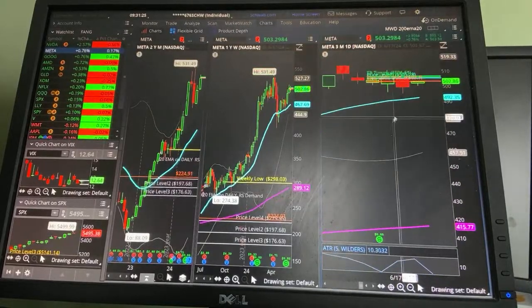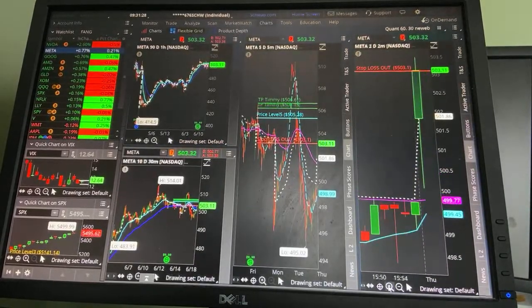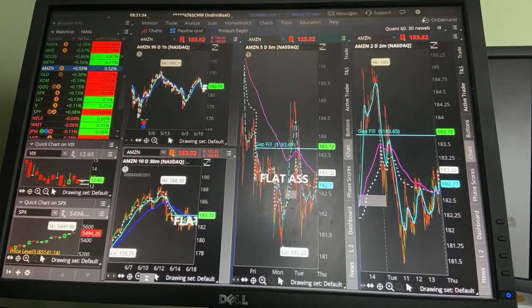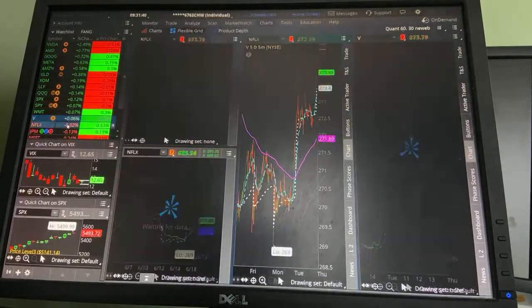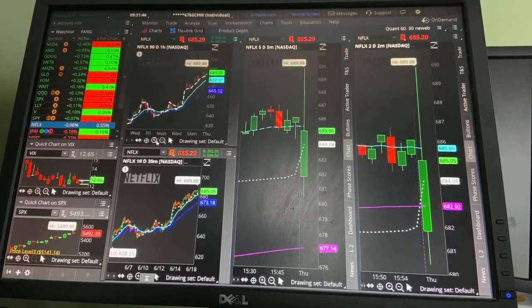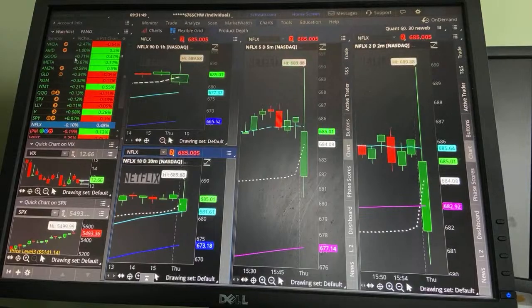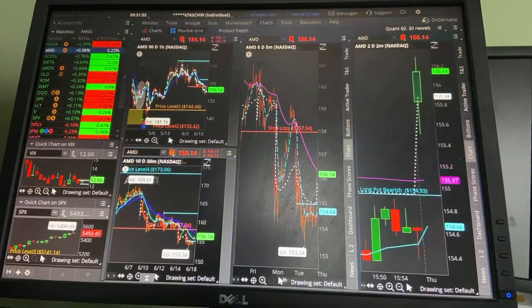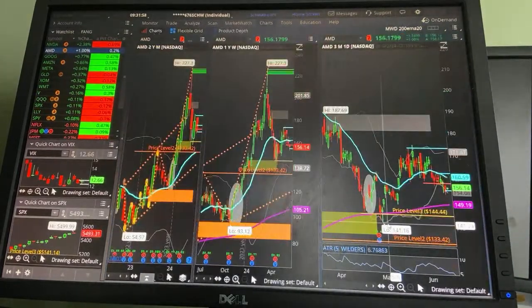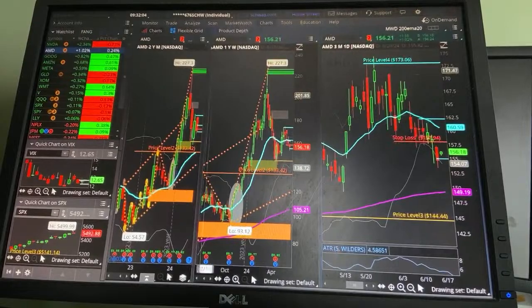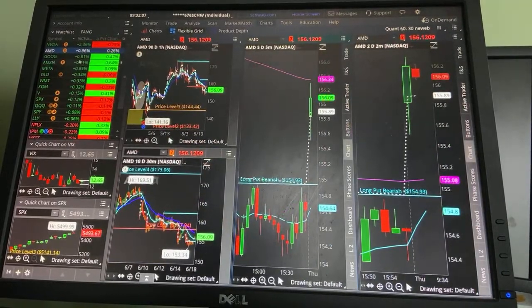Meta was a bit of the better one here. So I think Meta is going to be what I want to play here. On the 2 minute, I want to be patient. Amazon, same thing, but I want to be careful with Amazon. Netflix, I don't like that wick right there, so that's developing. AMD on the higher time frames is not great. This would have been a lot better if it was closer to the weekly demand zone down in here, but it's not. But AMD's slightly on my list here.